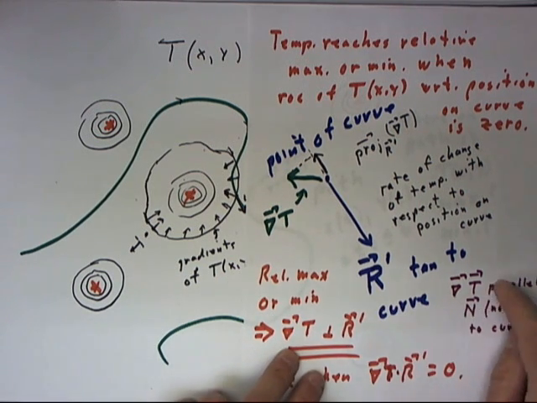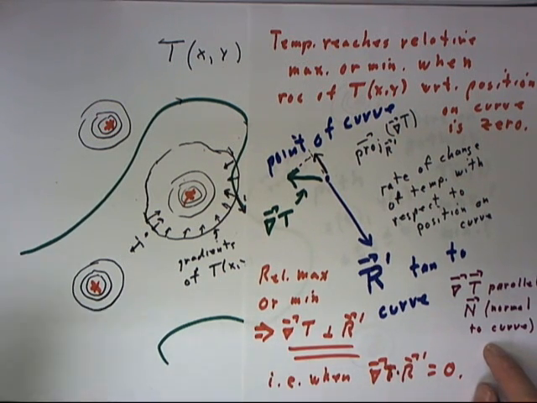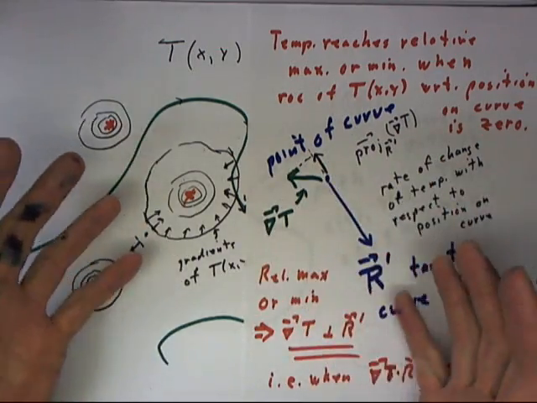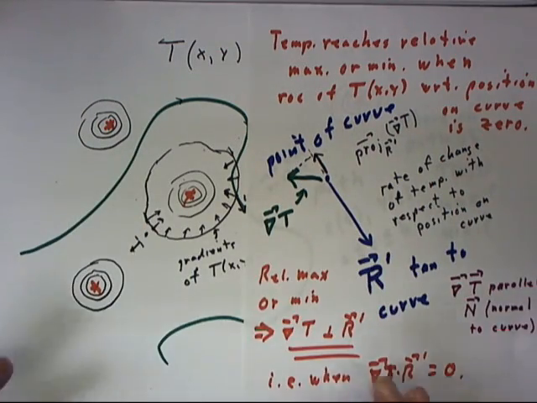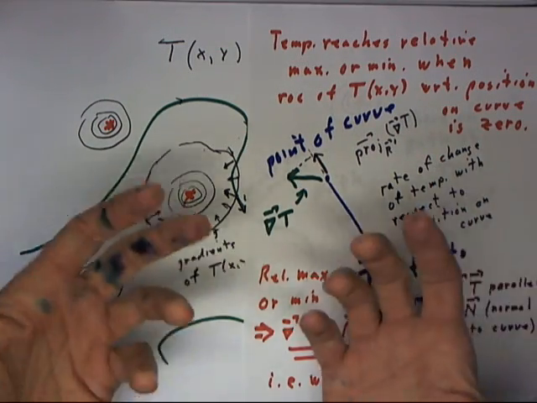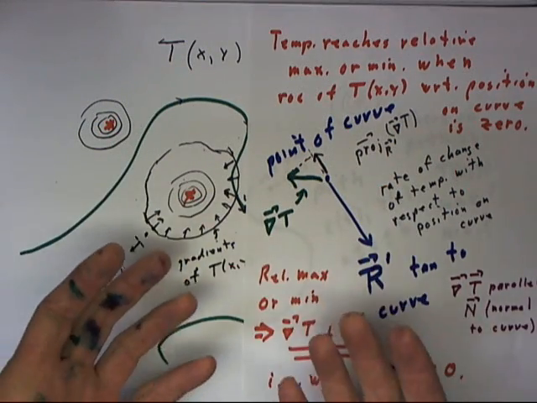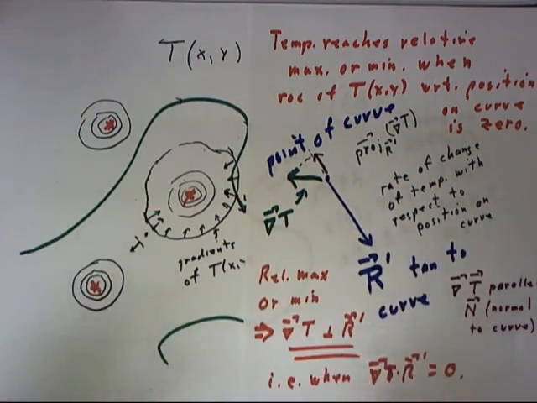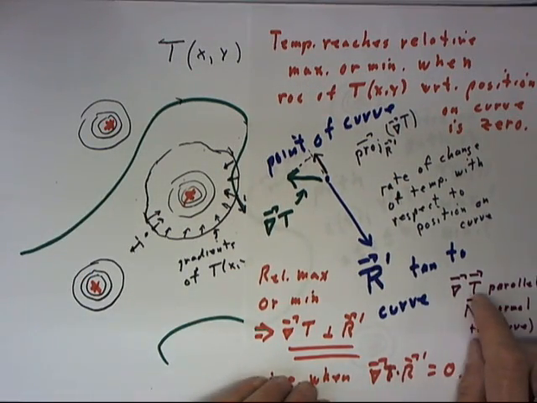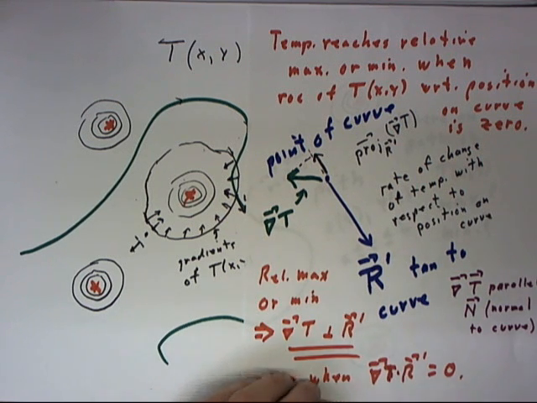Next clip, we're going to generalize this idea to a surface in space. So we want to, say, maximize the temperature function in 3 dimensions relative to a sphere or an ellipsoid. Where on the ellipsoid, where on the sphere is the temperature going to reach its maximum?